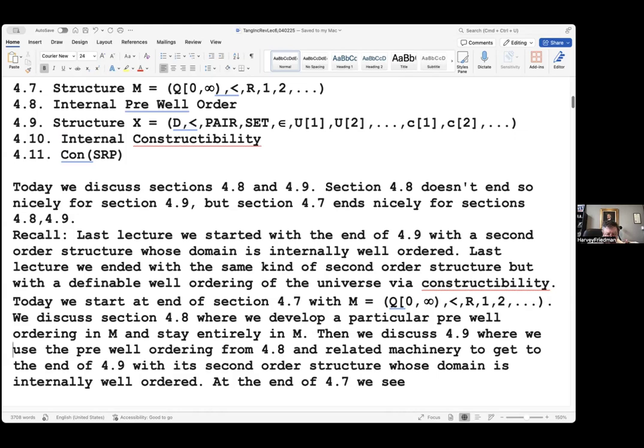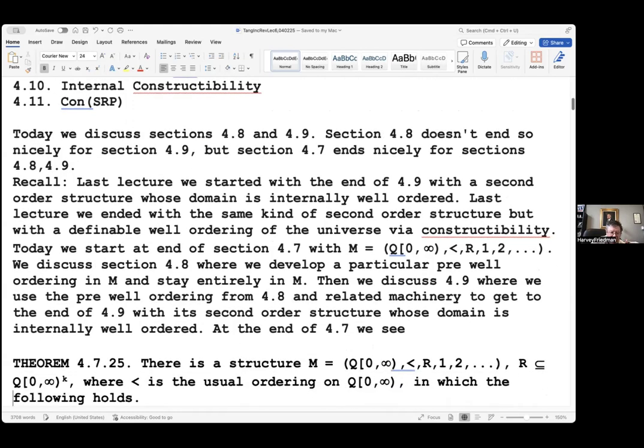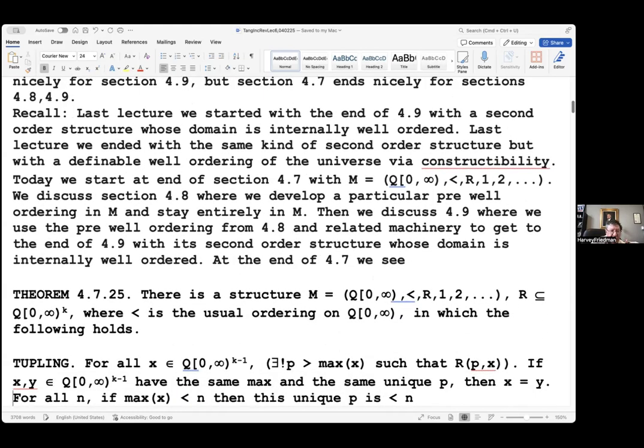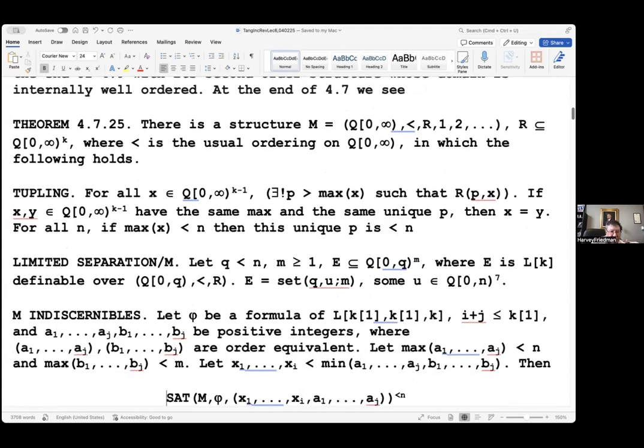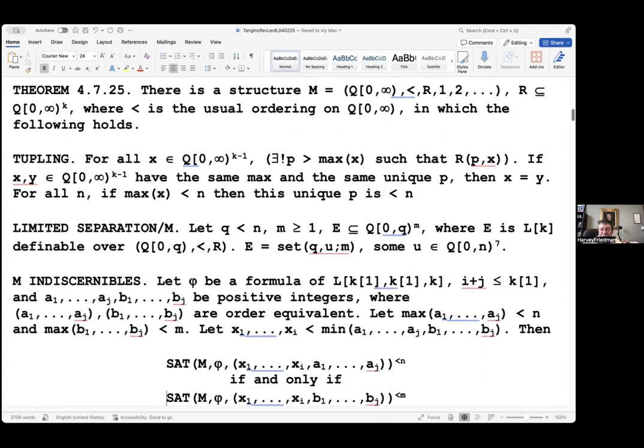Okay, so at the end of 4.7, which is where we start today, we see 4.7.25. There's a structure M whose domain is the non-negative rationals under the usual order and a k-ary relation R with indiscernibles 1, 2, dot, dot, dot, where less than is the usual ordering, in which the following holds.